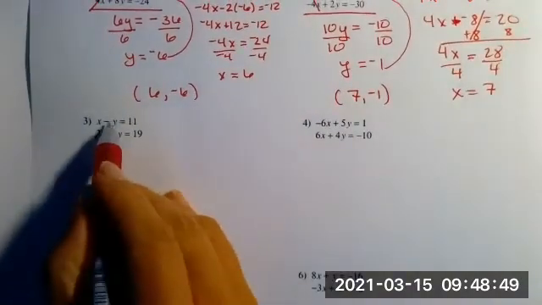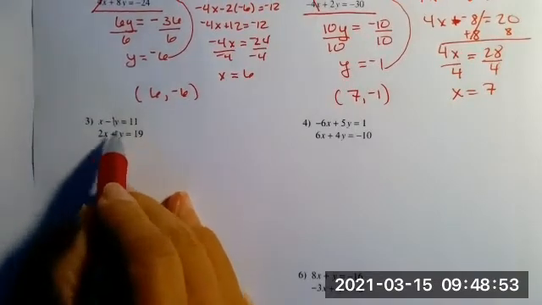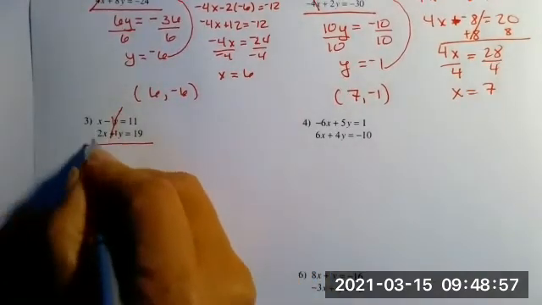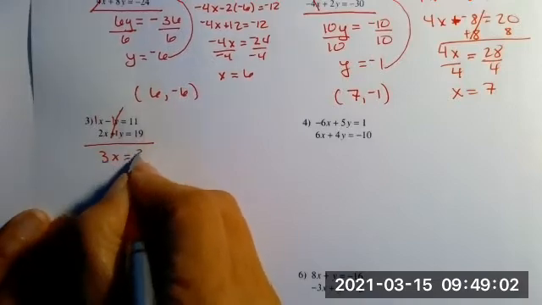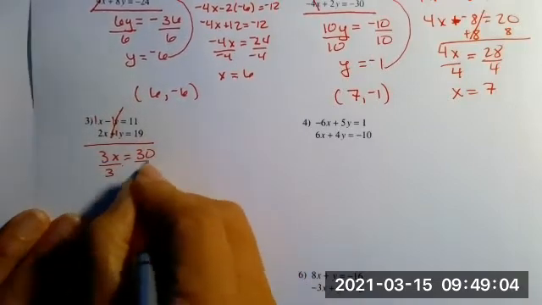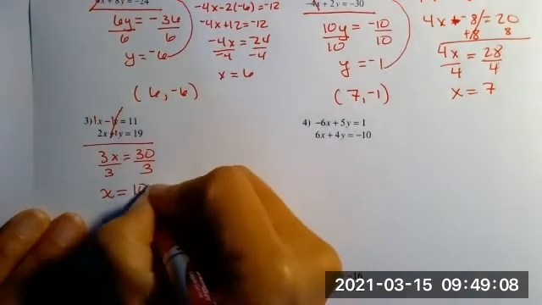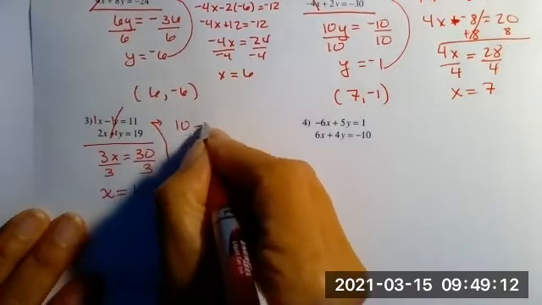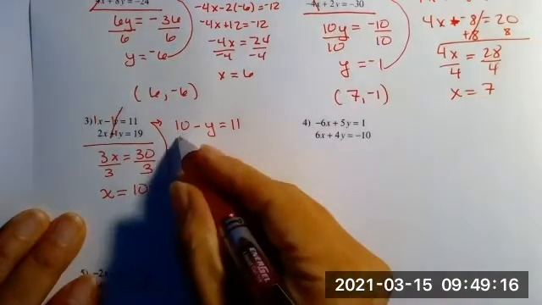Right, even though there's no number visible, the number there is a 1, right? And they're opposites, so I'm happy. They go away. So this is going to be 3x equals 30. Divide by 3, x equals 10. I'm going to substitute it into there. So I've got 10 minus y equals 11. Notice I plugged it in for x.